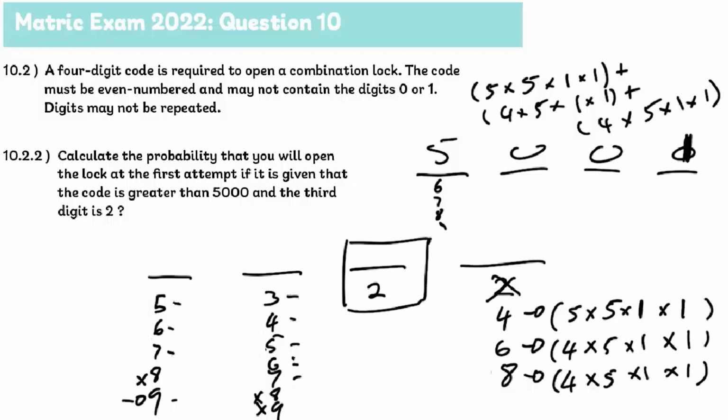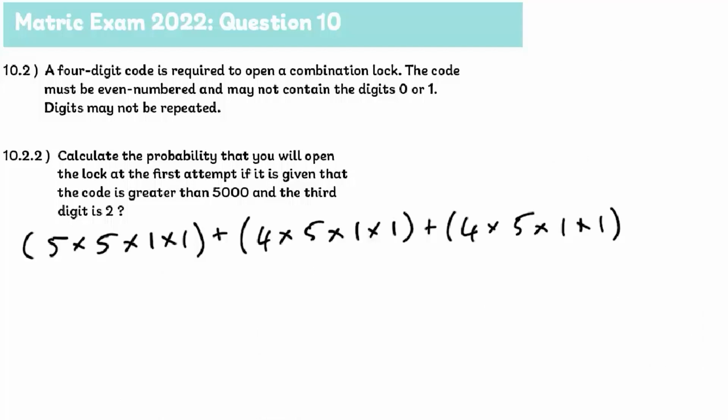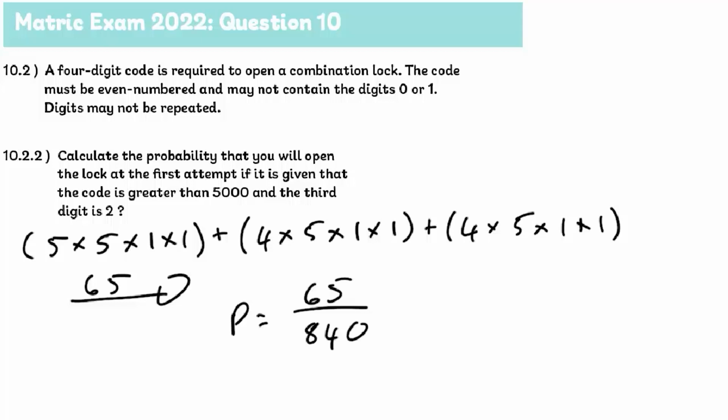So let's quickly punch it into our calculator. If you add all of that up, you'll get 65. But that's not where the question ends, because the question wants to know what is the probability that you'll open the lock at the first attempt. So in question 10.2.1, we know that there were 840 possible permutations. So now what we have to do is the probability would equal 65 over 840. And if you punch that into your calculator, you'll get an answer of 0.08.